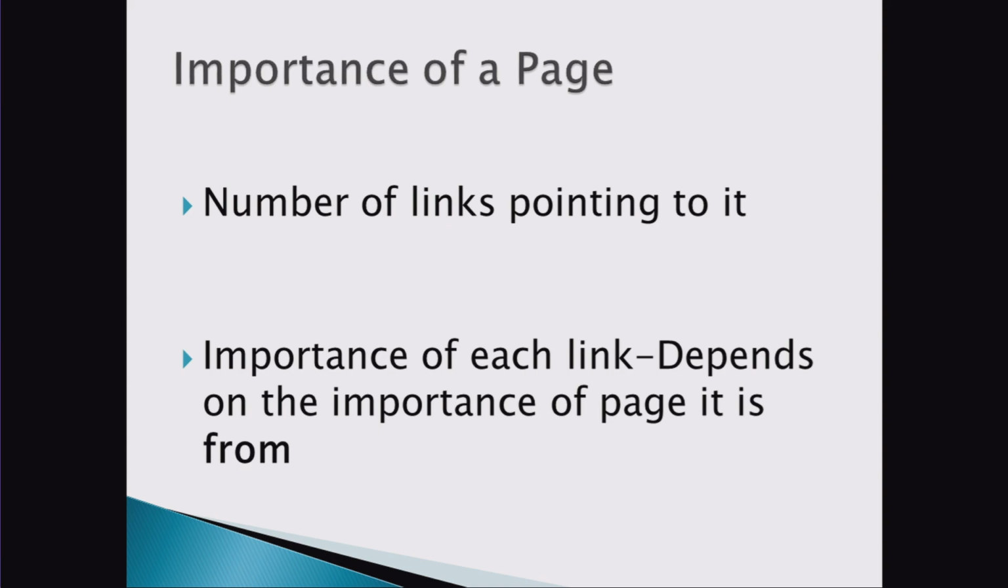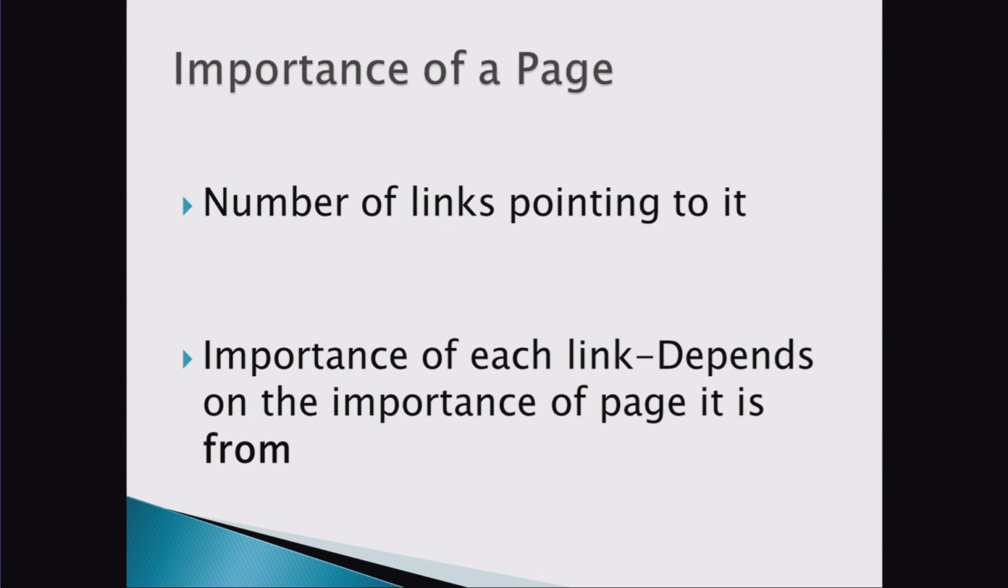So the first point is the number of links pointing to it, and the second point is the importance of each link. It depends on the importance of the page from which it got a recommendation. So these 2 concepts have to be modeled into our graph. We saw the graph and we saw the equivalent matrix. Great. But then how is this point being modeled in?